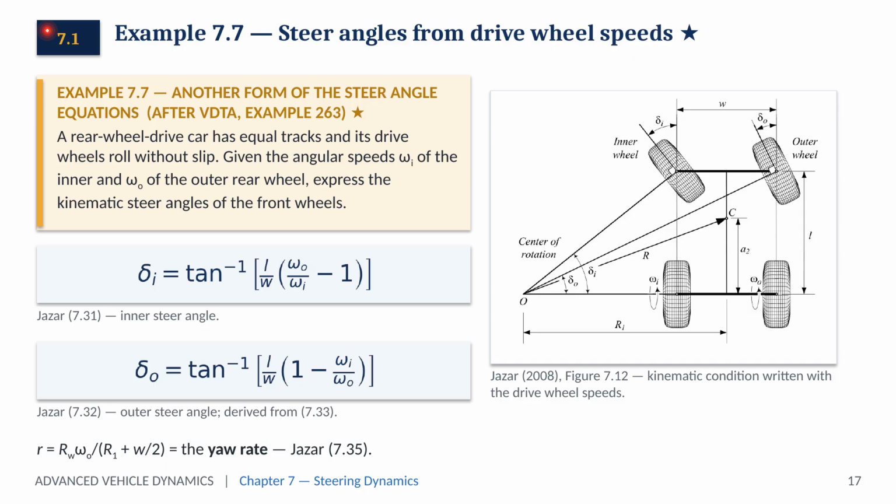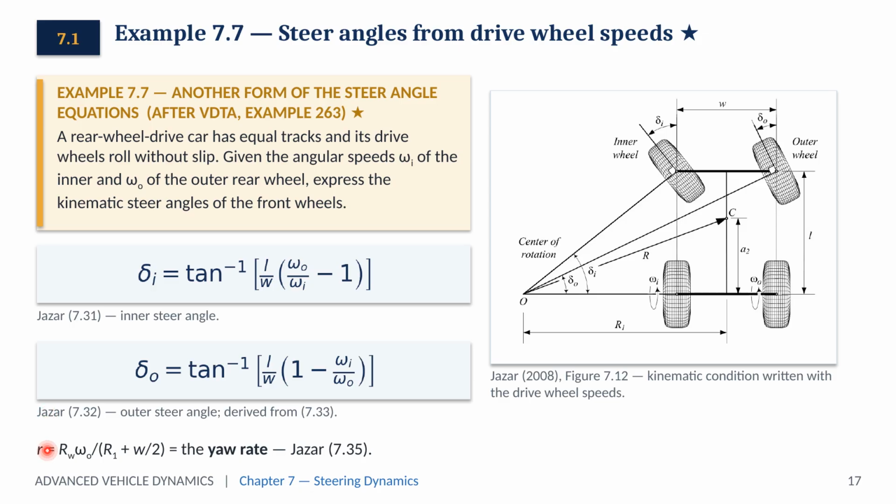Example 7.7 rewrites the steer angle equations in a form that suits electric and autonomous vehicles. A rear-wheel drive car has equal tracks, and its drive wheels roll without slip. Given the inner rear wheel speed omega I and the outer one omega O, we express the steer angles of the front wheels. First, each rear wheel gives one radius expression, and we eliminate R between them.